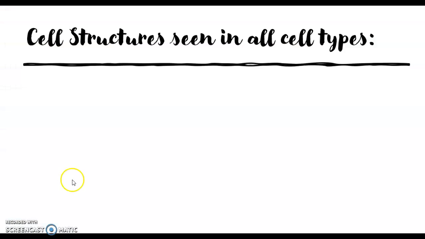Okay, so let's review. Cell structures seen in all types of cells. In other words, these are basic cell structures: DNA, cytoplasm, ribosomes, cell membranes.